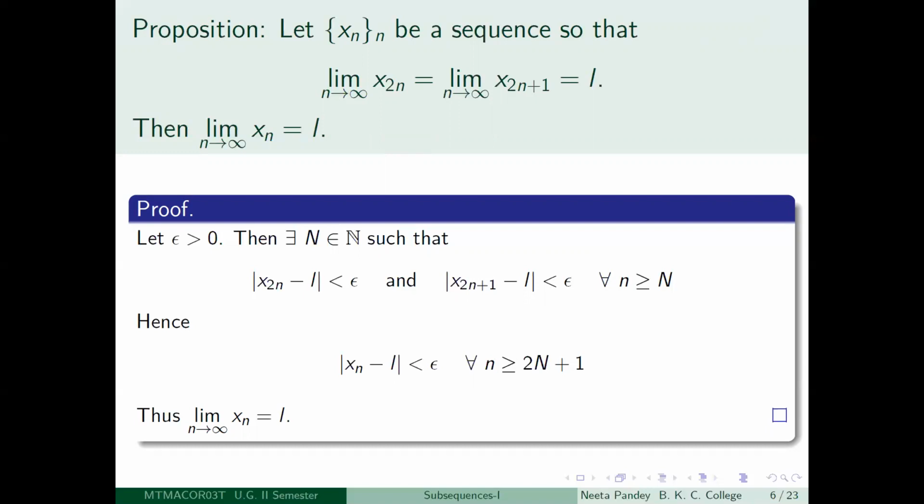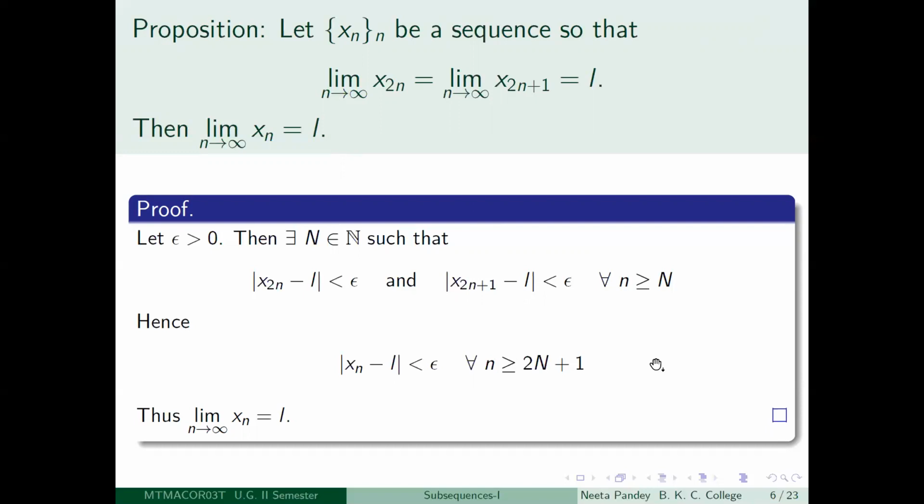Suppose they converge to the same limit. Then the original sequence will actually be a convergent sequence converging to that limit L. It is written very precisely here that if these two limits are equal to L, then the original sequence, limit n tending to infinity x_n, is also going to be L. Okay, so let us prove it. Proof is again not difficult.